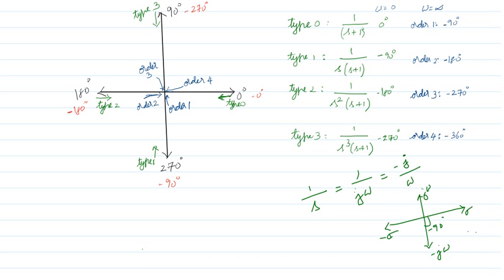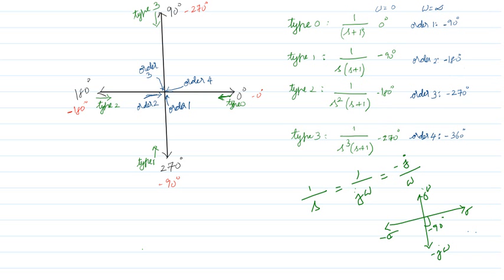See, 1 by s square means minus 90, minus 90, minus 180. 1 by s cube means minus 90, minus 90, minus 90, so minus 270. Then what about the order? For 1 by s plus 1, order 1. So the maximum angle is minus 90. The maximum angle of this is minus 90. So it is minus 180.